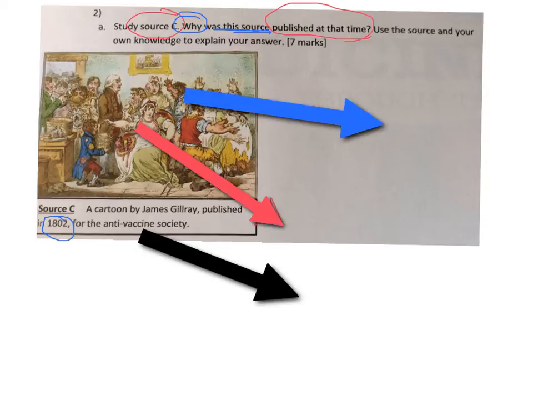So we've started by thinking about the source. What does it show us? Well, it shows people with cows coming out of their body parts. You can see there, you can see on a man's hand as well. It shows a man who's cutting a woman on her arm. And also it shows us that it was created by the Anti-Vaccine Society. So we've started by thinking about what the source shows us. And that's the kind of thing you need to do in your answer.